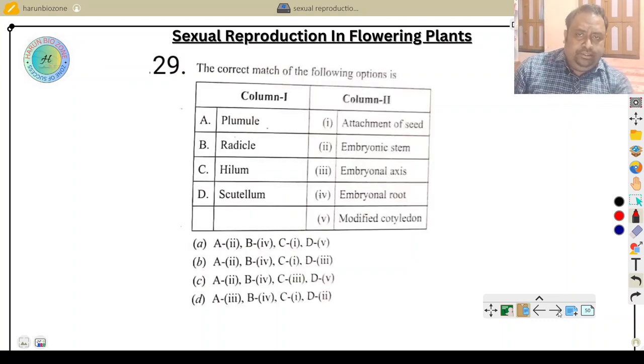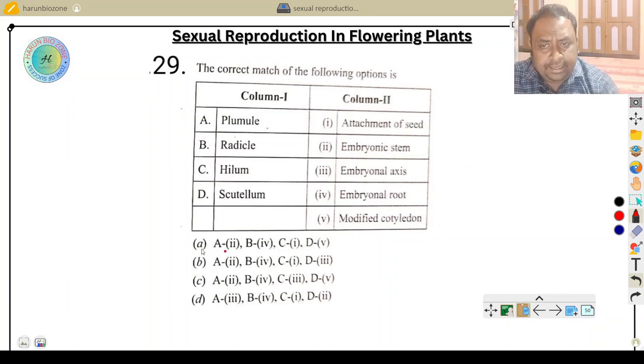The correct match of the following. This is the plumule, where the shoot system develops. Radicle is where the root system develops. Hilum is the embryonic stem, scutellum is the modified cotyledon. Here the correct answer is A. How? The plumule represents the embryonic stem, from where the stem or shoot system is developed. Radicle is the embryonic root, where the root system is developed.